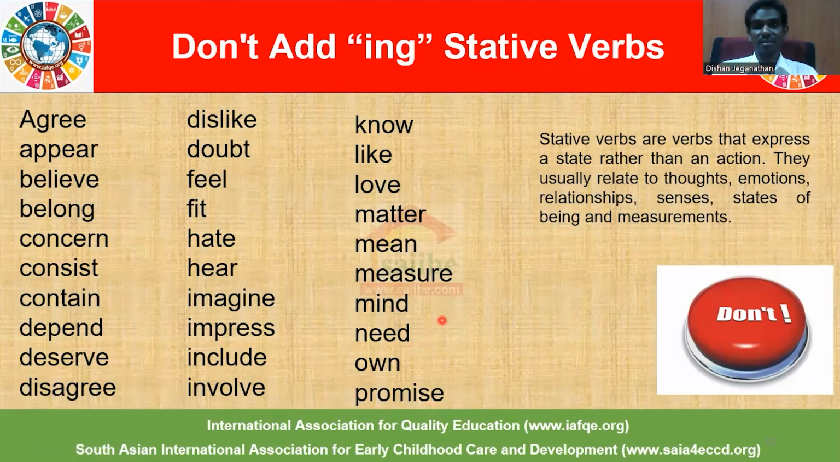When we make sentences, we need to focus on stative verbs. What are stative verbs? Stative verbs are verbs that express a state rather than an action. They usually relate to thoughts, emotions, relationships, senses, states of being, and measurements. So for stative verbs, we do not add ing. There are a number of stative verbs which have been given for you.